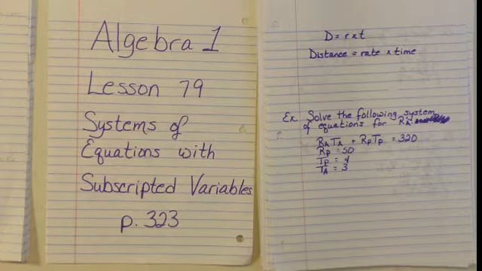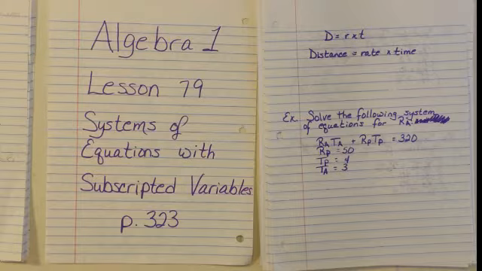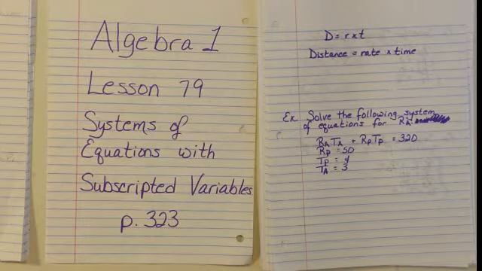Hi, this is Algebra 1, Lesson 79. We're going to talk about systems of equations with subscripted variables. We're starting on page 323.